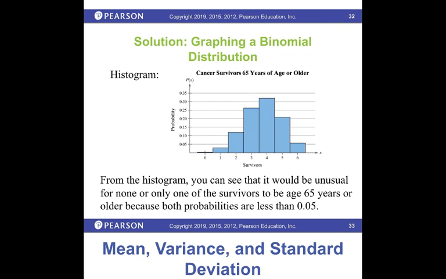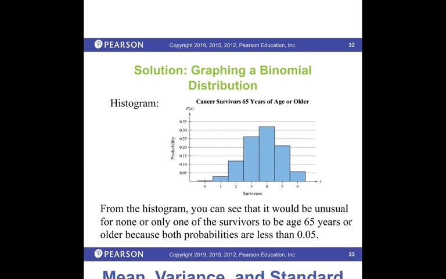Okay, so for the histogram, we can see that it would be unusual for none or only one of the survivors to be aged 65 years or older because both probabilities are less than 5%. So the unusual events are 0 and 1.